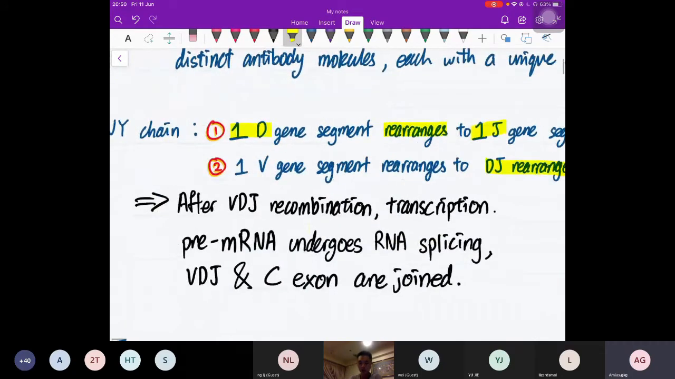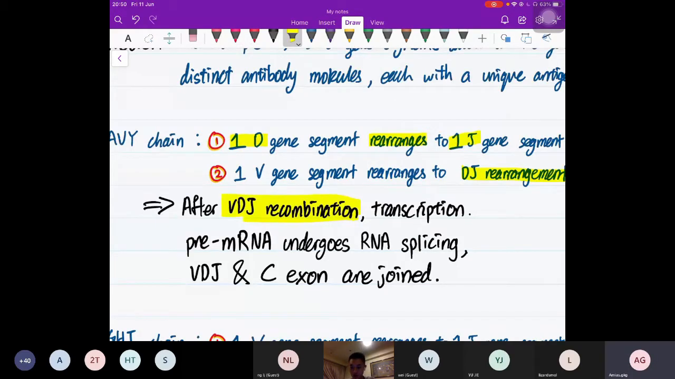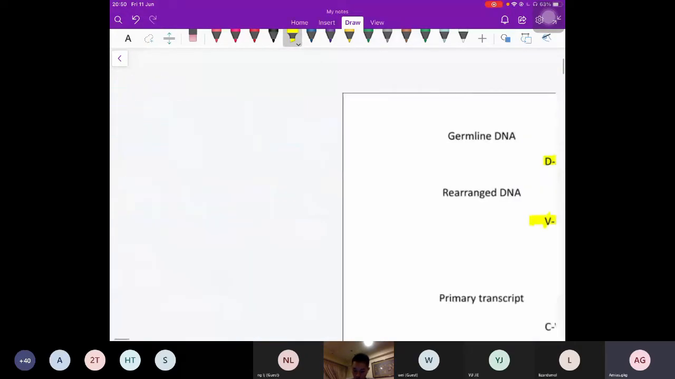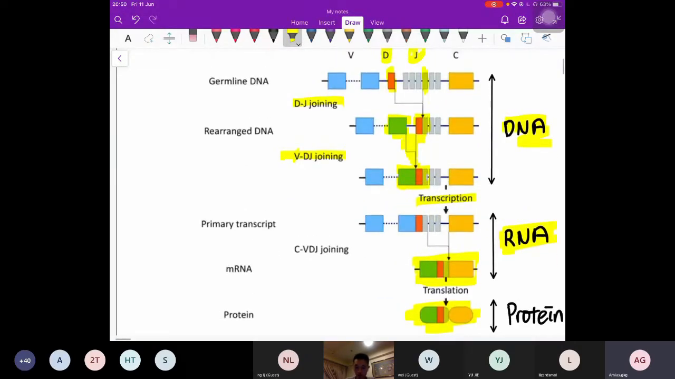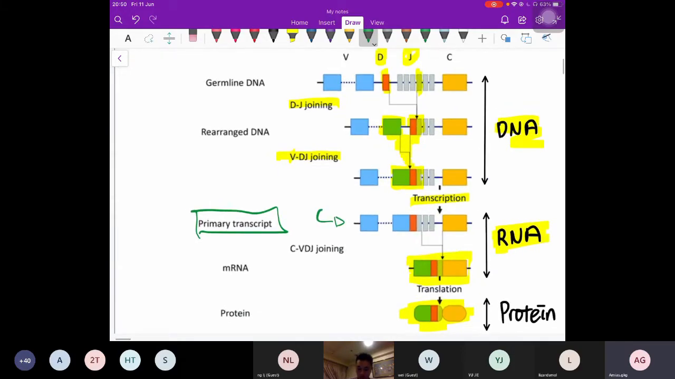Okay, so after your VDJ recombines, transcription occurs, and you get pre-mRNA. Okay, this is the keyword, right? Pre-mRNA. Why it's called pre-mRNA is because it contains your other portions as well. If you look at this picture here, right after transcription, this point here, the primary transcript, which is another word for pre-mRNA, you can see that it still has other V gene segments. It still has other J gene segments. You have to get rid of all those. So you undergo RNA splicing.